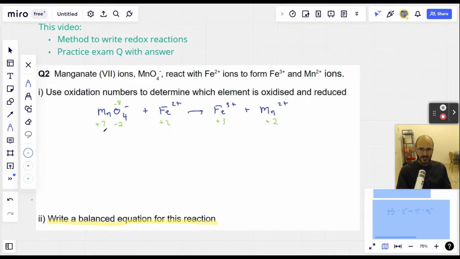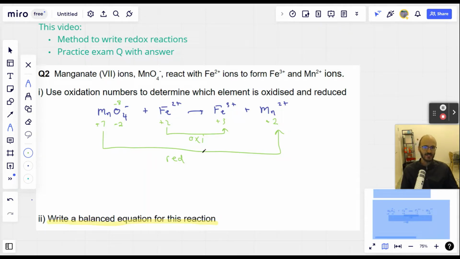Perfect. So manganese goes from +7 to +2. So the number goes down. That is reduction. Iron goes from +2 to +3, so it goes up, therefore oxidation. So the answer would be manganese is reduced because it goes from +7 to +2. Iron is oxidized because it goes from +2 to +3.